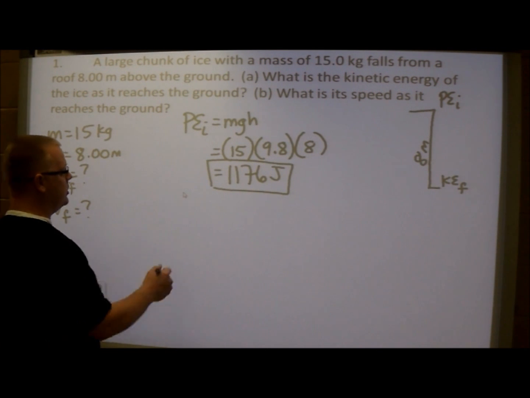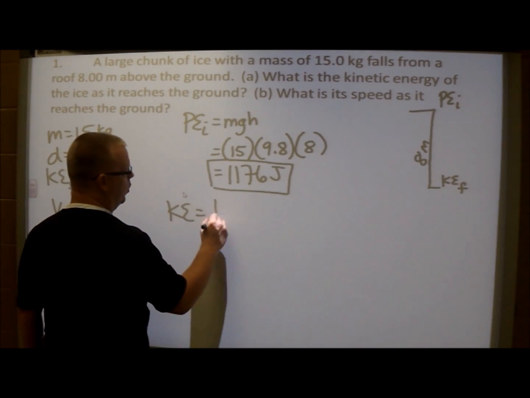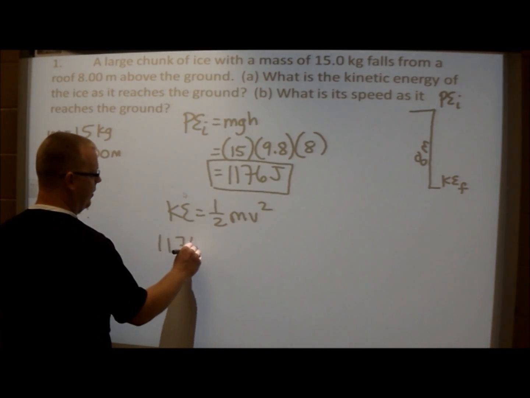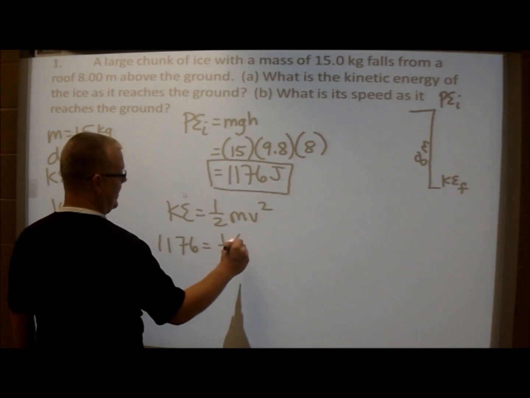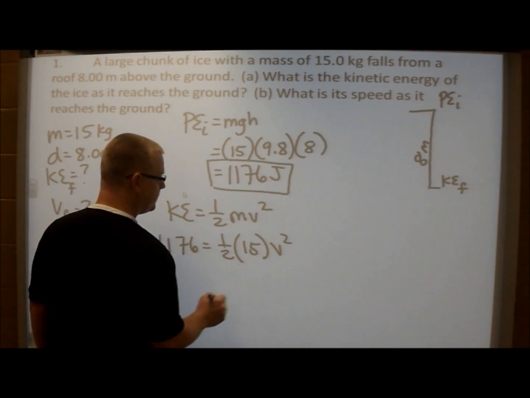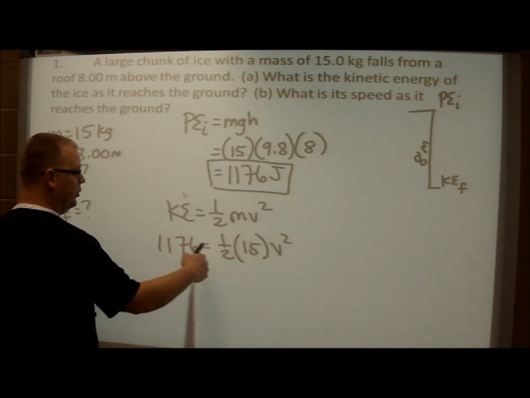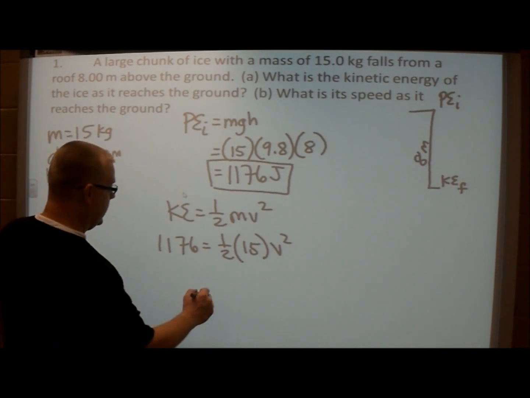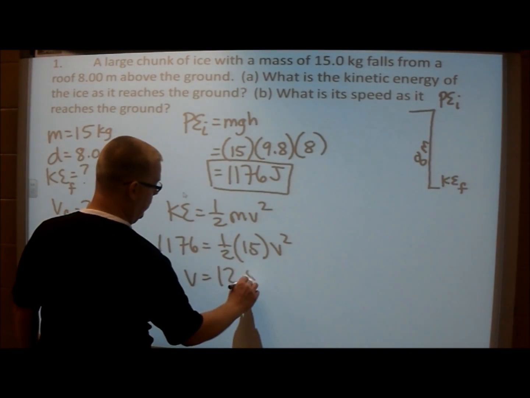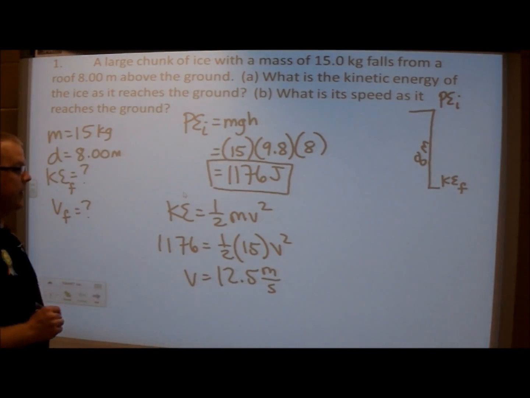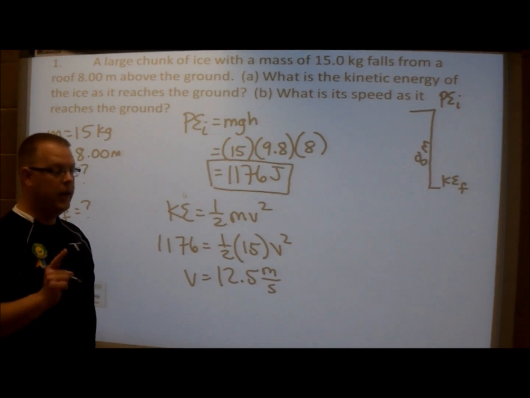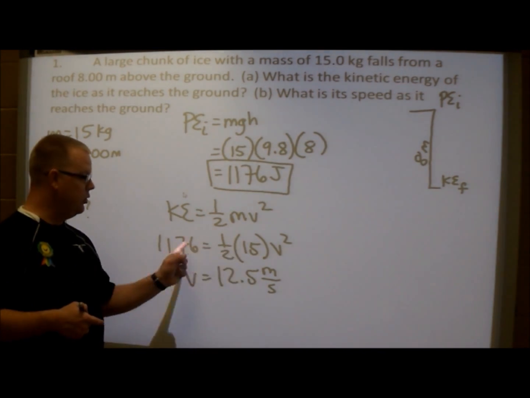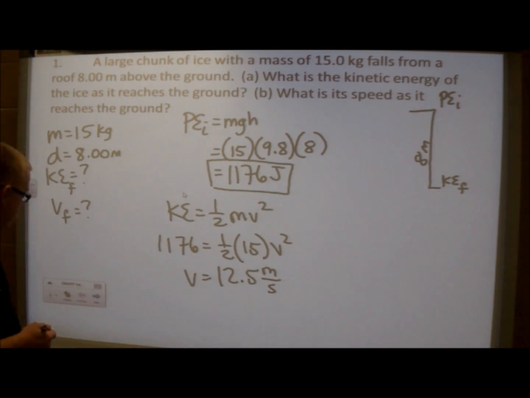What is its speed as it reaches the ground? Well, kinetic energy is 1/2 mv squared. There's my kinetic energy. I've already figured that out. And I know that my mass is 15 kilograms. So I'm going to multiply by 2, divide by 15. And then I'm going to take the square root, and I'm going to end up with velocity of 12.5 meters per second. I went really quick on that, but you should be able to get that answer. And if you don't, work through it again. Make sure that you do all your algebra correctly, and then you're going to take the square root.